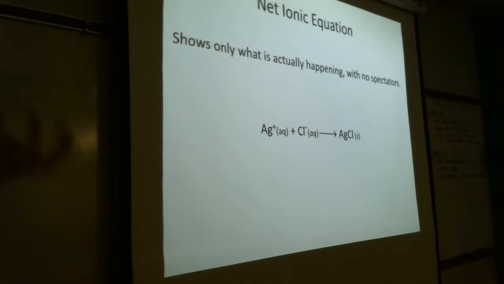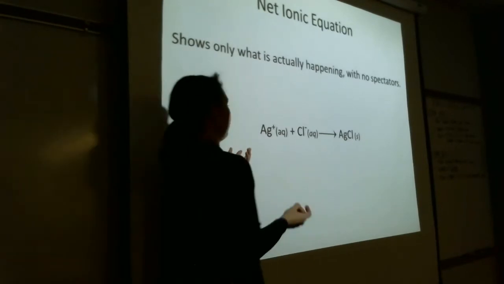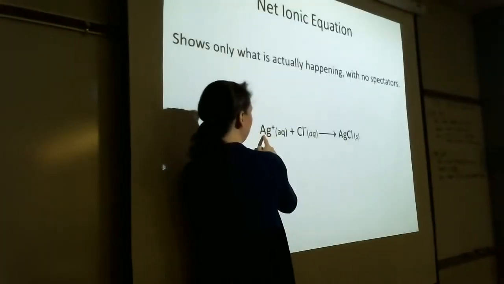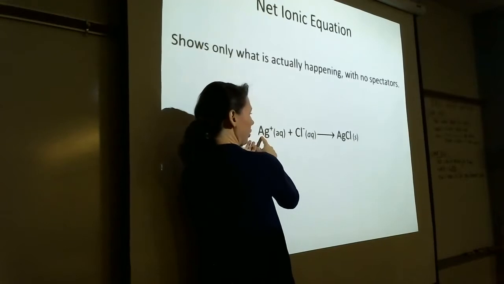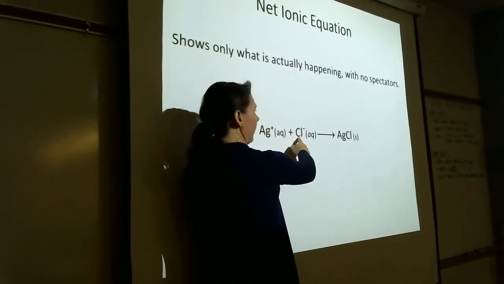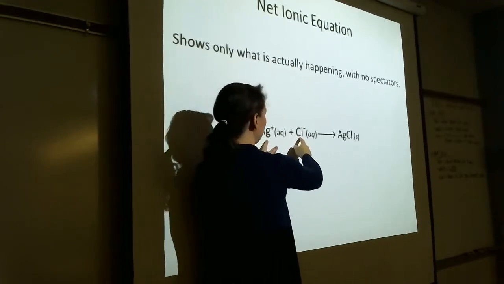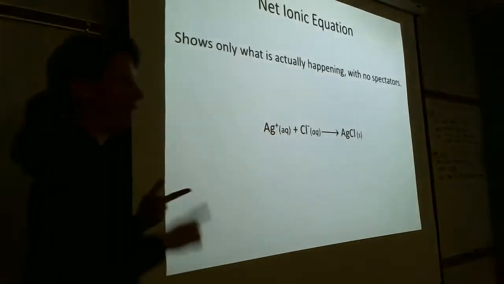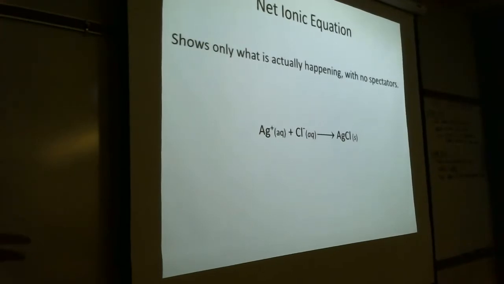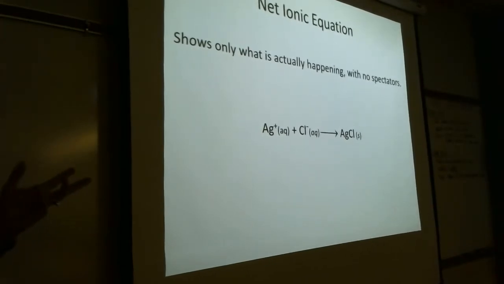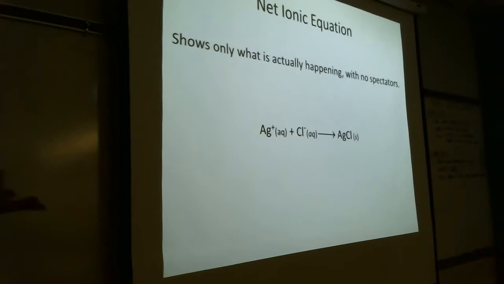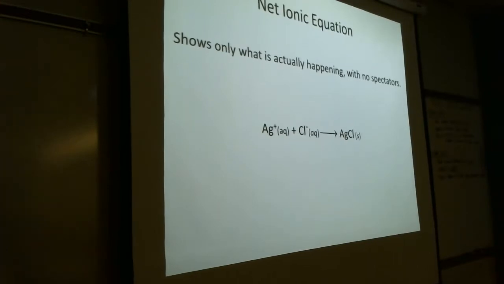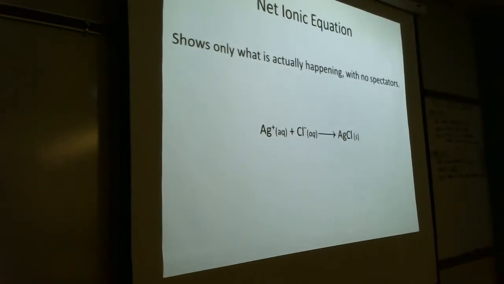So when I combine my two solutions, right? When I combine my two solutions of AgNO3 and KCl, the Ag plus from the AgNO3 and the Cl minus from the KCl, those two things reacted to form this precipitate, right? The K plus and the NO3 minus, they're not doing anything. They're just floating around in my beaker, but I'm not doing anything with them. Does this make sense?